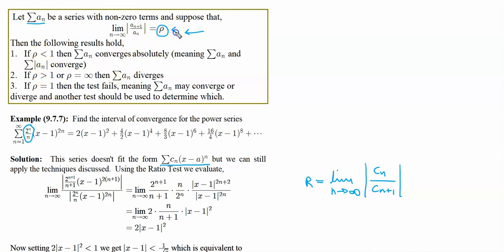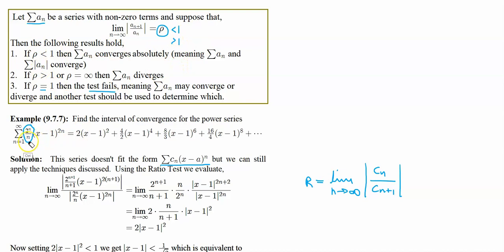If this rho is less than 1, that's case 1, then the series converges absolutely, meaning that this series converges along with the series of the absolute value of the a_n terms. That also converges. Otherwise, if rho is larger than 1, you have divergence. And if rho is equal to 1, then the test fails. Okay, so recall that that is our ratio test.